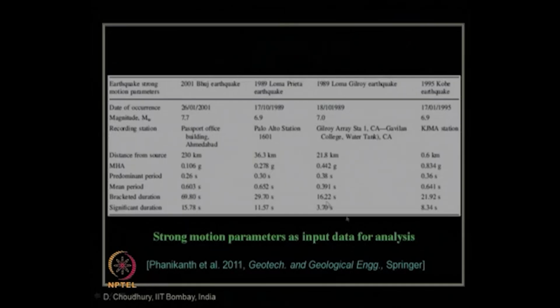Now, for the input earthquake motion, Dr. Fanikant had chosen these 4 input motions: 2001 Bhuj earthquake motion, 1989 Loma Prieta earthquake motion, 1989 Loma Gilroy earthquake motion, and 1995 Kobe earthquake motion. These are the various parameters obtained, like date of occurrence, magnitude Mw, recording station, distance from the source, PGA, predominant period, mean period, bracketed duration, and significant duration. All these data have been taken as input values of the earthquake motion for further ground response analysis at those borehole locations or soil sites.